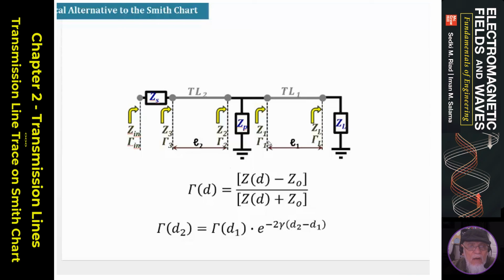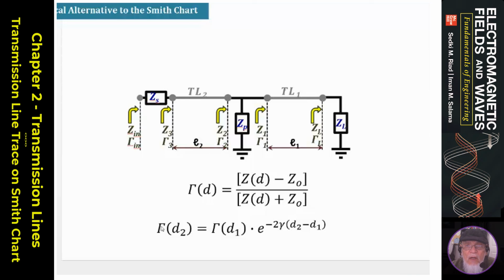So I can get gamma here. Knowing gamma here now, I can get the impedance here. I go back to the first equation. Knowing this gamma, I solve for the impedance. I get the impedance here. I add it in parallel with that impedance. I find the total impedance here. I know the total impedance here, I can put it back in here and get gamma there.